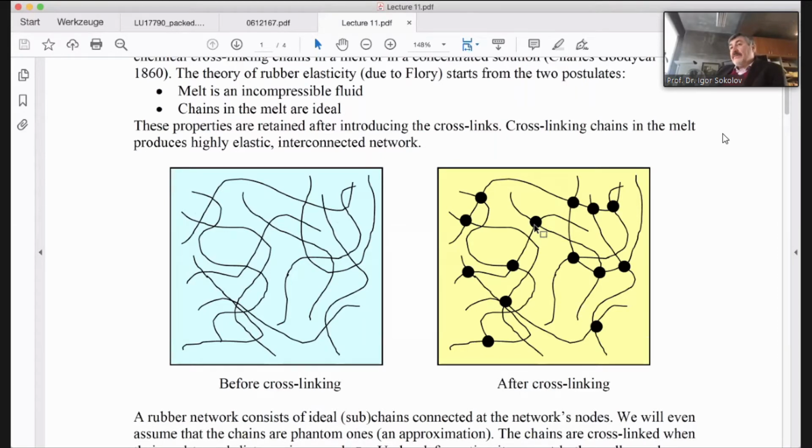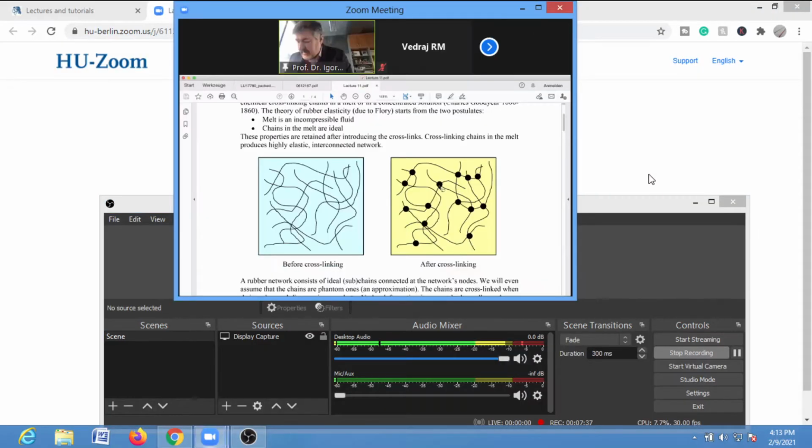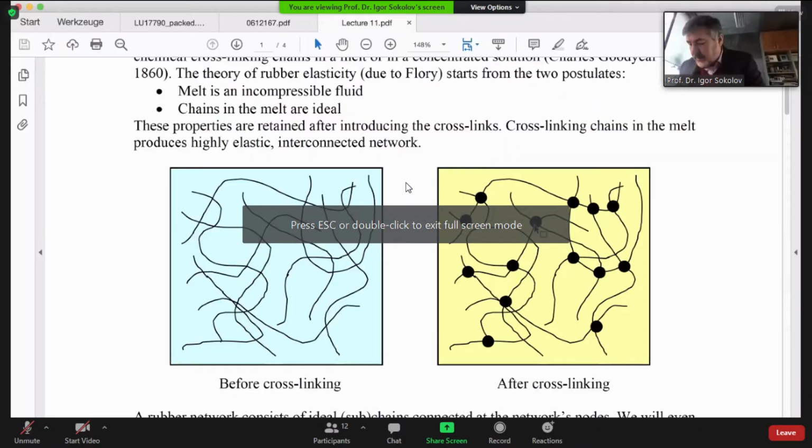Now, another thing which lies in the core of Flory's approximation, or Flory's theory of rubber elasticity, let me take my iPad, is the fact that the chains in rubber are ideal. Now, why are the chains in the melt ideal? Just let me draw a picture.